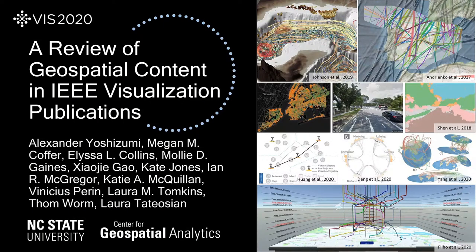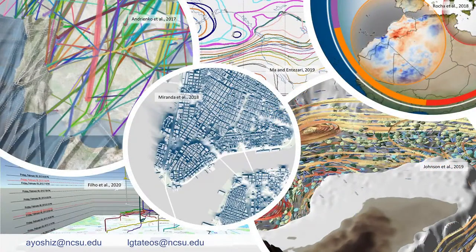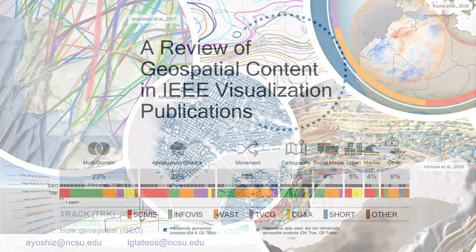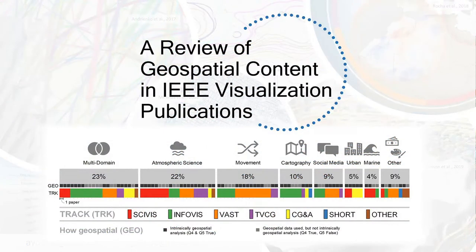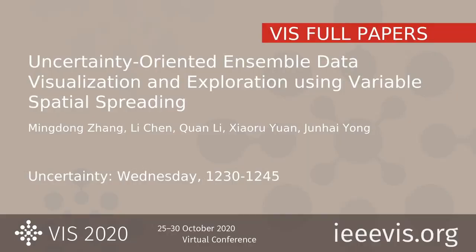Hurricanes, air pollution, forest fires, urban sprawl, ocean plastics, politics, traffic jams, and pandemics. So many of our modern challenges are geospatial, and so much of our big data is geospatial. How is the Vis community addressing needs to visualize and analyze this data? Our review examines IEEE Vis's recent contributions to geovisualization and geospatial analysis.